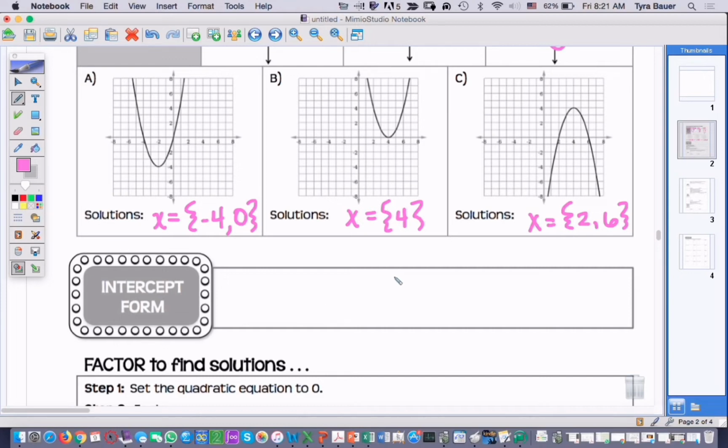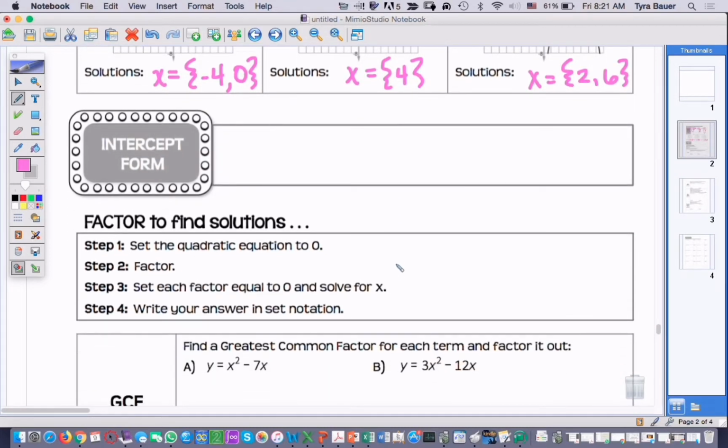So now we have another form. What forms have we already learned? We've learned standard form and what else? And vertex form. Okay, so now we're going to learn intercept form. Y equals a, there's our famous a again, times x minus p times x minus q. Okay? Yes, you'll be foiling. Okay, so that's intercept form. And these, p and q, represent your intercepts.